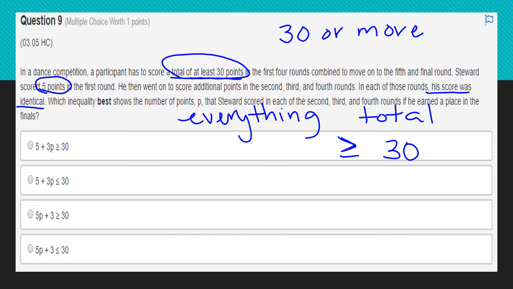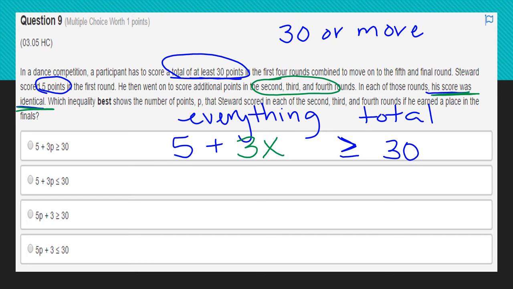Okay, so then it said that Stewart scored 5 in the first round. So if we add up all our rounds, this would be round 1 plus. Now, if you look, he played a 2nd, a 3rd, and a 4th round. He played 3 more rounds. And this is the part that gets a little confusing, but is very important to keep in mind. It says in each of those rounds, his score was identical. So that means for all 3 rounds, whatever he had as his score was the same thing. So that's like saying 3 times X or 3 times whatever score he got.